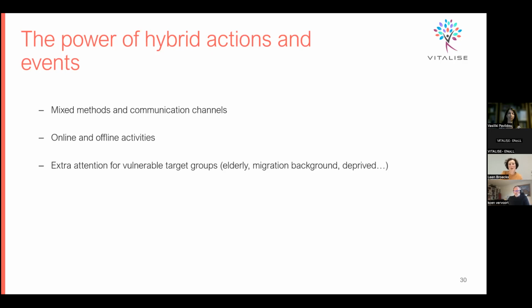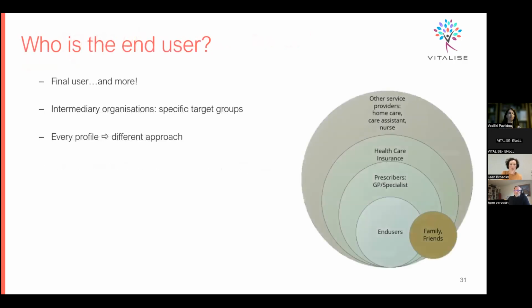Like elderly, people with a migration background, people that are deprived. Who is the end user? The end user, you already saw the square of Koen. Yeah, but it's your final user, but much more. So there are a lot of stakeholders that you can involve and interact with.